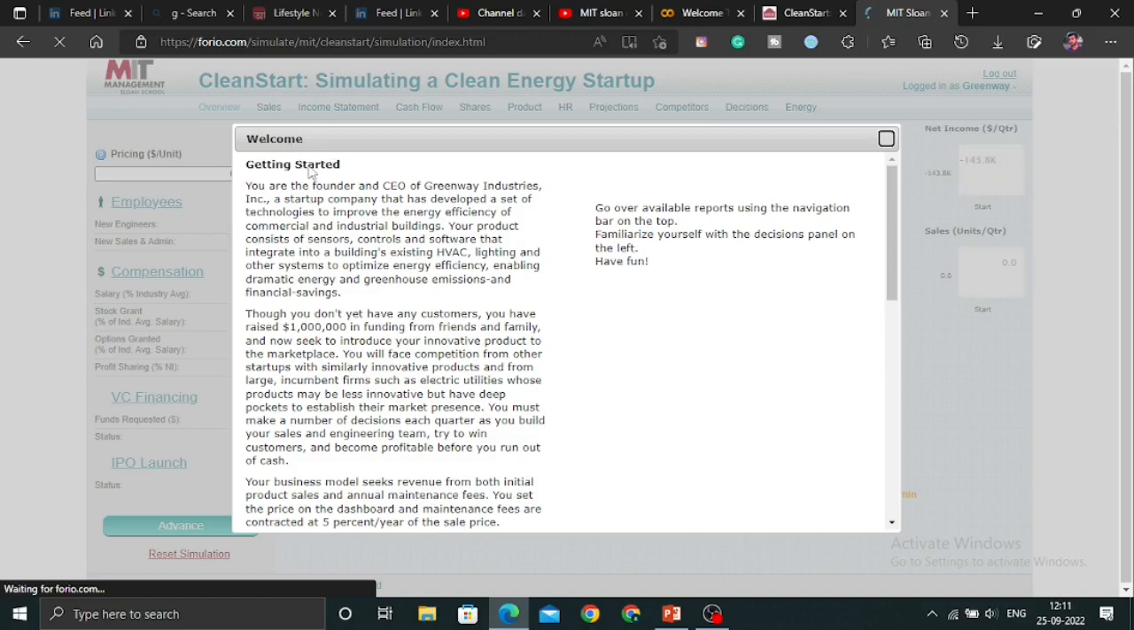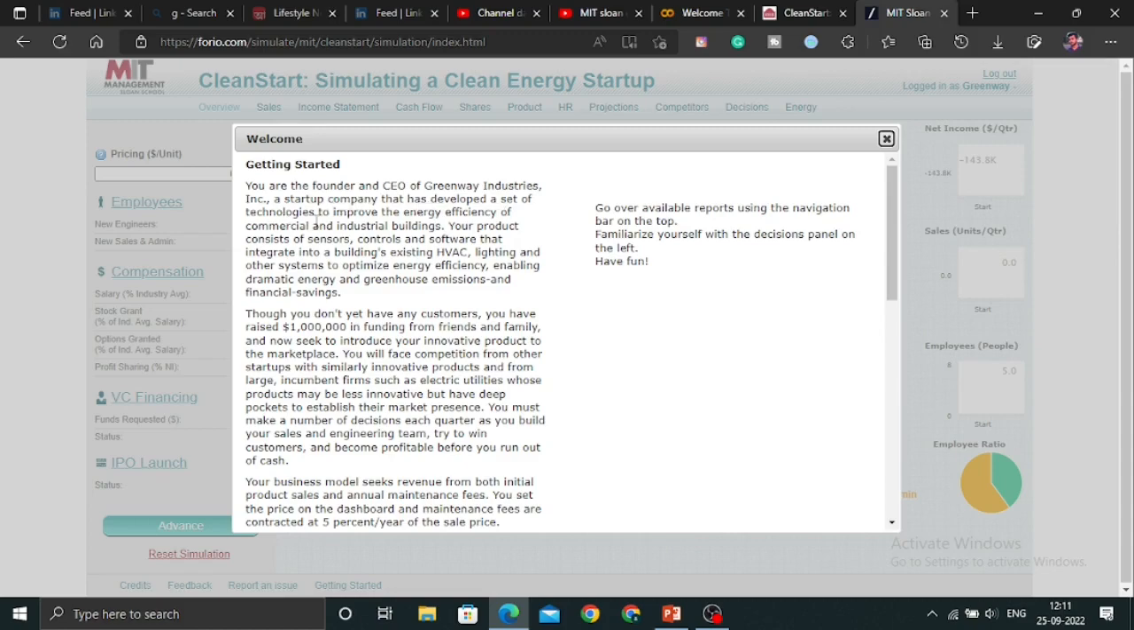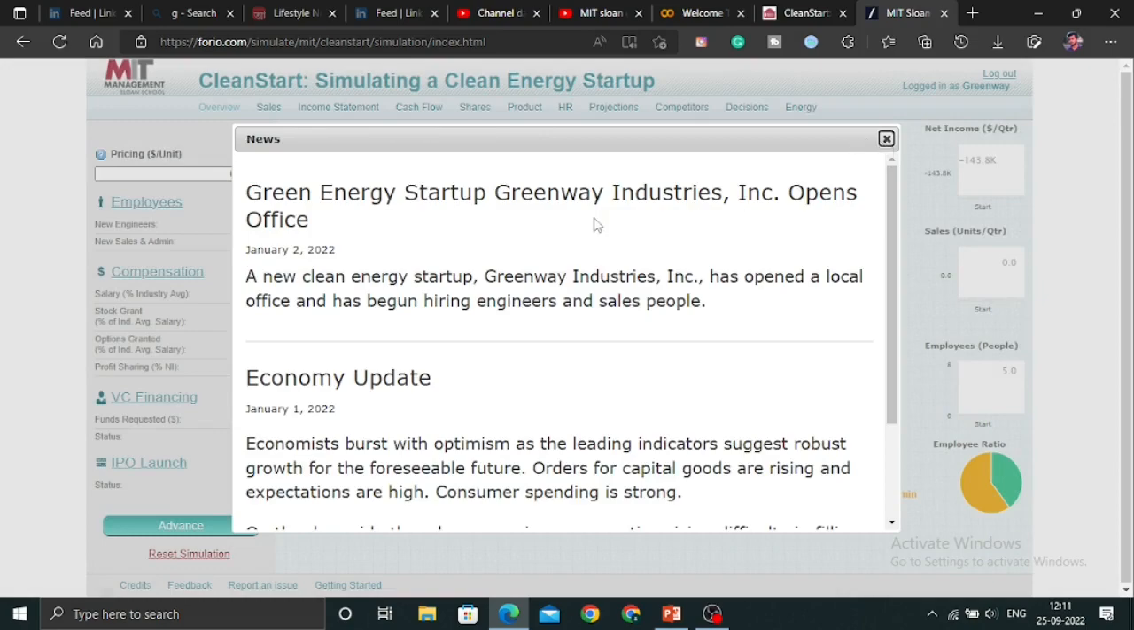This is the welcome board where you can get some information: you are the founder of Greenway Industries, a startup company that has developed a set of technologies to improve energy efficiency. So overall, you are a clean energy startup. You are the CEO, so all the sensitive and vital decisions lie upon you.